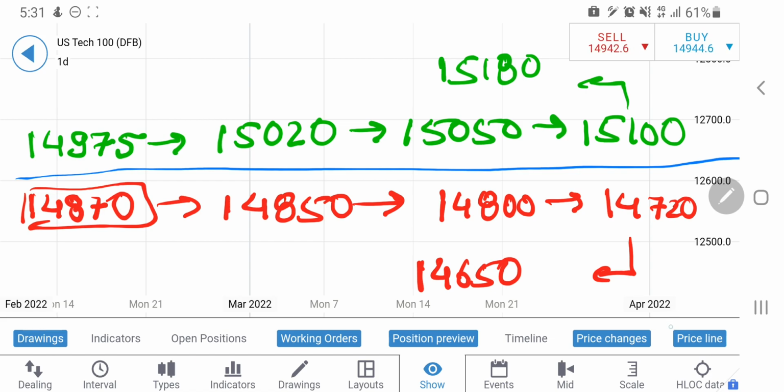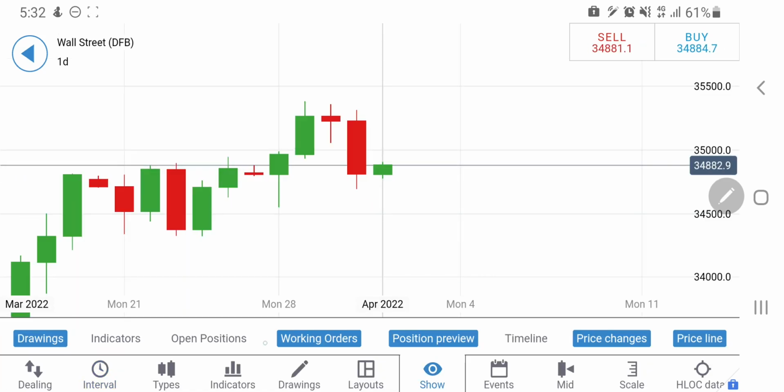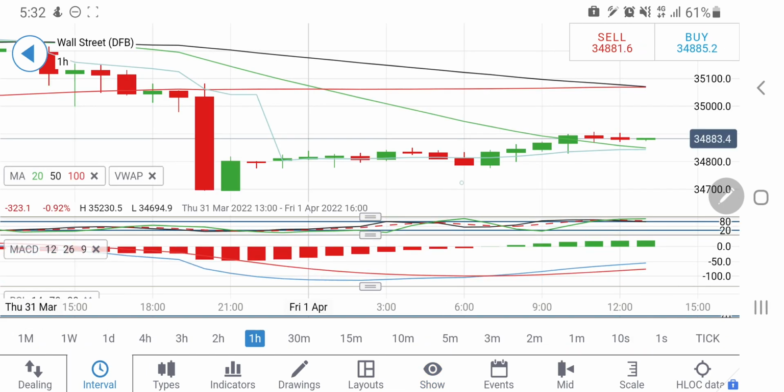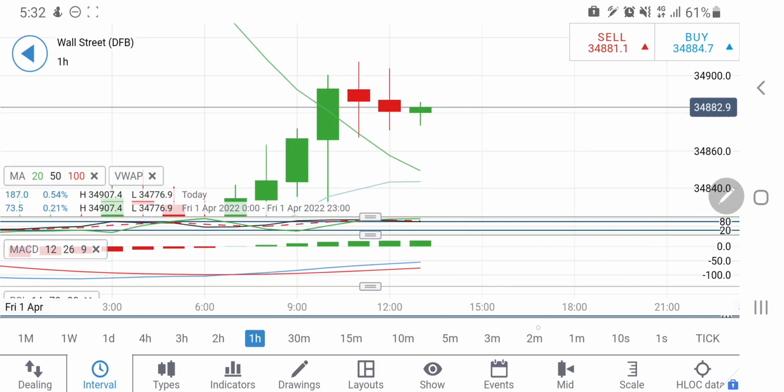Now let's have a look at US30. See US30 trading at 34,883 levels. Let me turn on the indicator simultaneously. Let's start with the 1 hour chart first. On an hourly chart, you can see previous two candles, lower highs, higher lows.